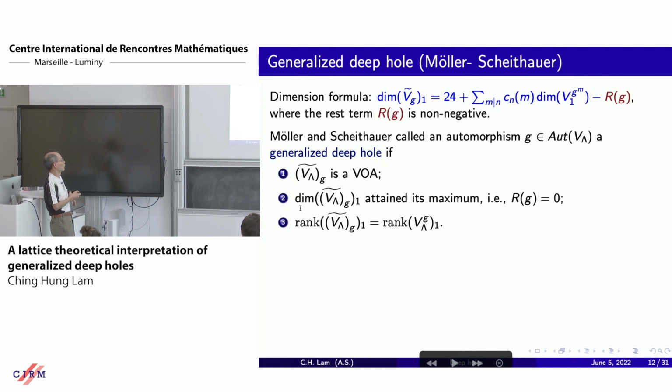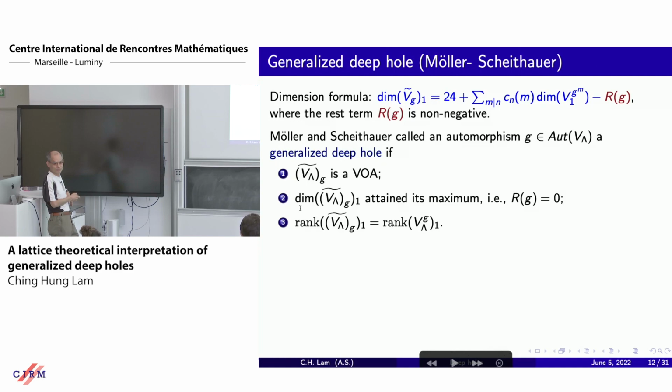First, of course, you have to be able to perform the orbifold construction to get a VOA. So they call it type zero in G, but it essentially means you can perform the orbifold construction and get a VOA. And of course, the second thing has to do with the dimension of the V1. So basically, it means this R will be zero in this case. And another thing they assume is that the Lie rank of this orbifold VOA and the Lie rank of this will be the same. Of course, for the Leech lattice, this is an abelian Lie algebra, so it basically means the dimension of this space.